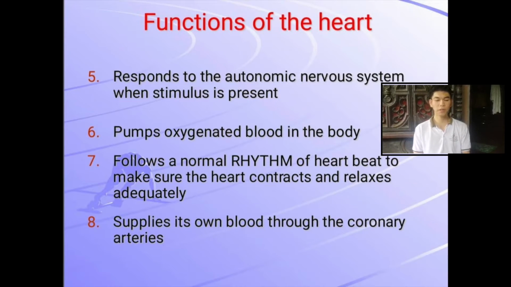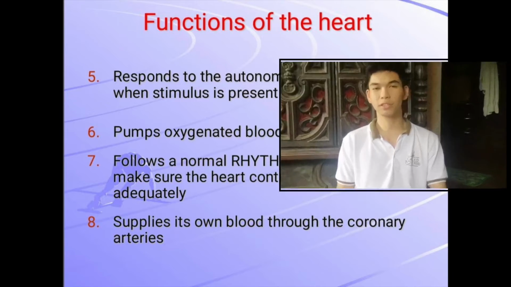Next is the next function of the heart. It responds to the autonomic nervous system when a stimulus is present. Next, it pumps oxygenated blood in the body, and it follows a normal rhythm of heartbeat to make sure the heart contracts and relaxes adequately. And lastly, it supplies its own blood through the coronary arteries. And that's all for the functions of the heart.